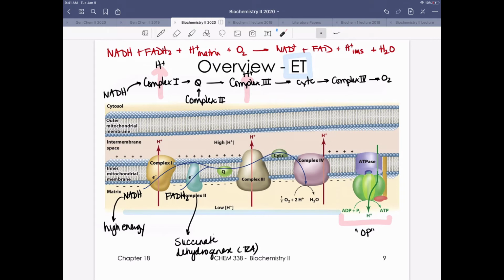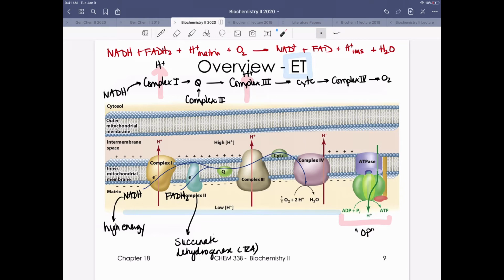This is what we call vectorial protons, so protons that are actually physically moved. But we also have protons that are contributing to the gradient by being removed from the matrix as those electrons are delivered to oxygen to generate molecular water. So again, an important equation that you need to know in terms of the flow of electrons through electron transport.